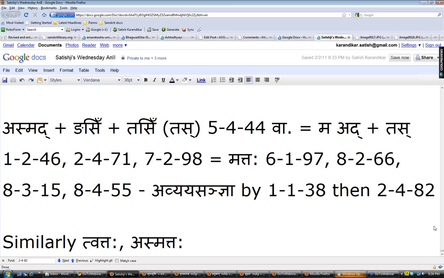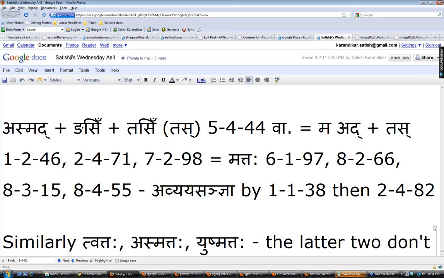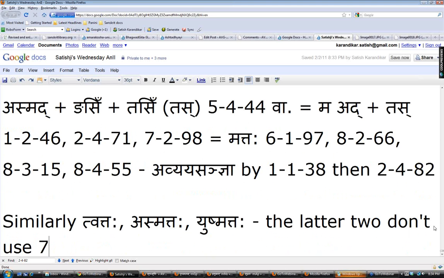Asmattaha, Yushmattaha, you don't need the... I'm sorry, Yushmattaha. So the latter two don't require, the latter two don't use 7298. The rest of it is the same. So you use 7298. Okay. So that is that part of the lesson which is on this page.